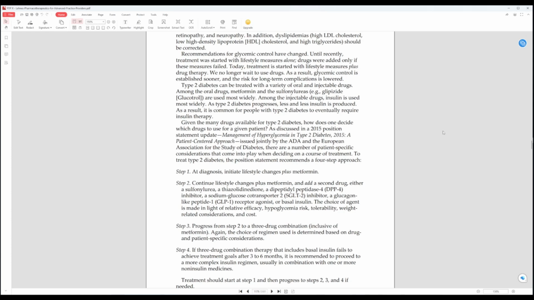Given the many drugs available for type 2 diabetes, how does one decide which drug to use for a given patient? As discussed in a 2015 position statement update, Management of Hyperglycemia in Type 2 Diabetes: A Patient-Centered Approach, issued jointly by the ADA and the European Association for the Study of Diabetes, there are a number of patient-specific considerations that come into play when deciding on a course of treatment to treat a type 2 diabetic. The position statement recommends a four-step approach.